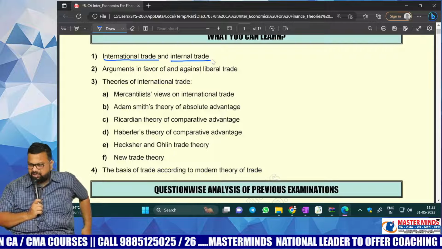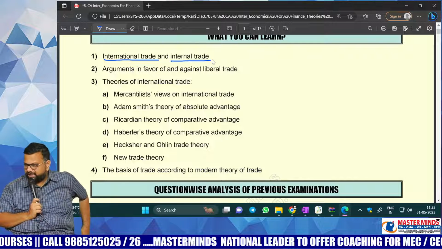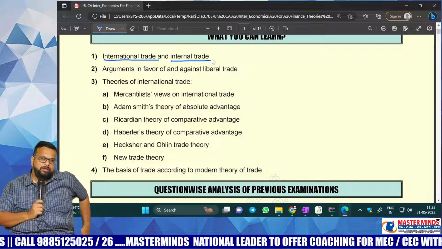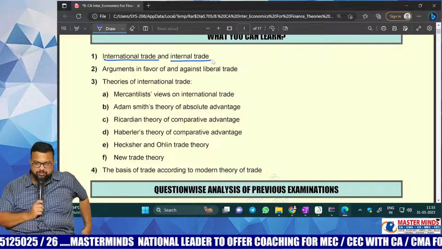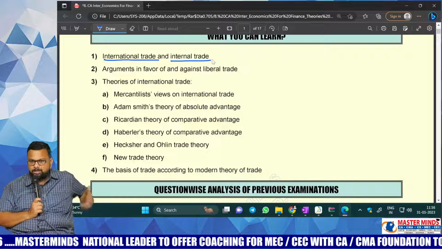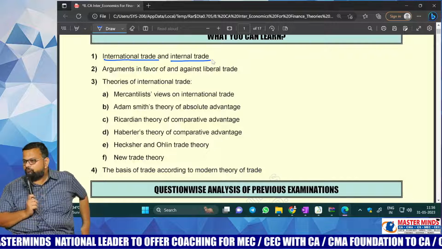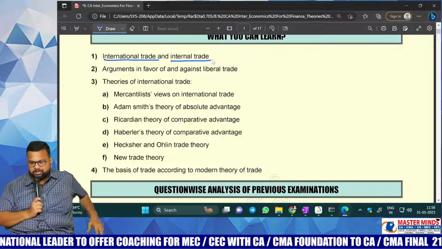Trade was there from the time of civilization. Earlier we had internal trade. That means people were trading among themselves. People of one particular geographical location or of one particular place were trading among themselves.